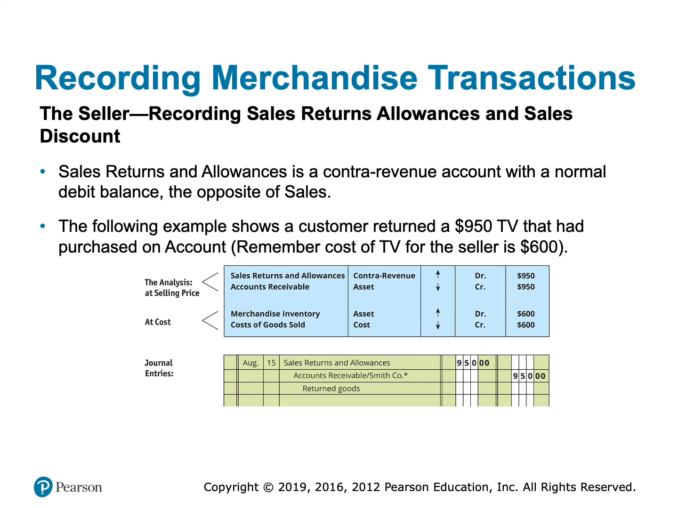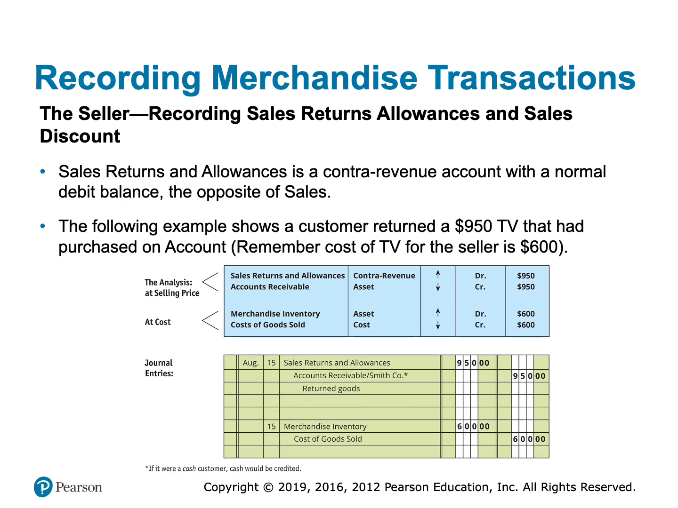Now, assuming the good can be resold, I'm going to put it back into inventory. So again, I'm going to do the opposite of what I did when I sold it. I'm going to debit inventory, credit cost of goods sold.